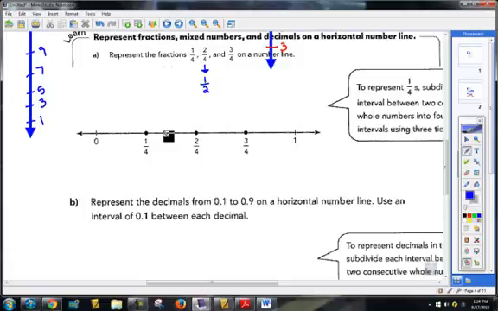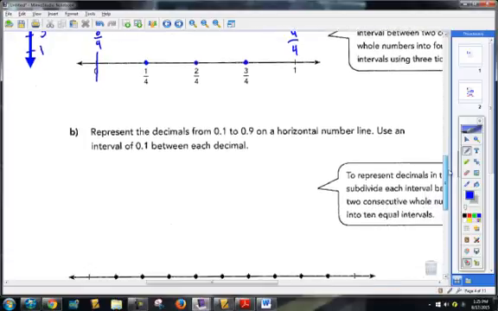It did it for you here. It broke it into 4 sections. From here to here is 1/4. From here to here is another 1/4. From here to here is another 1/4. And then from there to there is another 1/4. So you actually only have to make 3 dots, because the 1 would be this, which is actually 4/4, and this one is 0/4. So we got 0/4, 1/4, 2/4, 3/4, and 4/4.